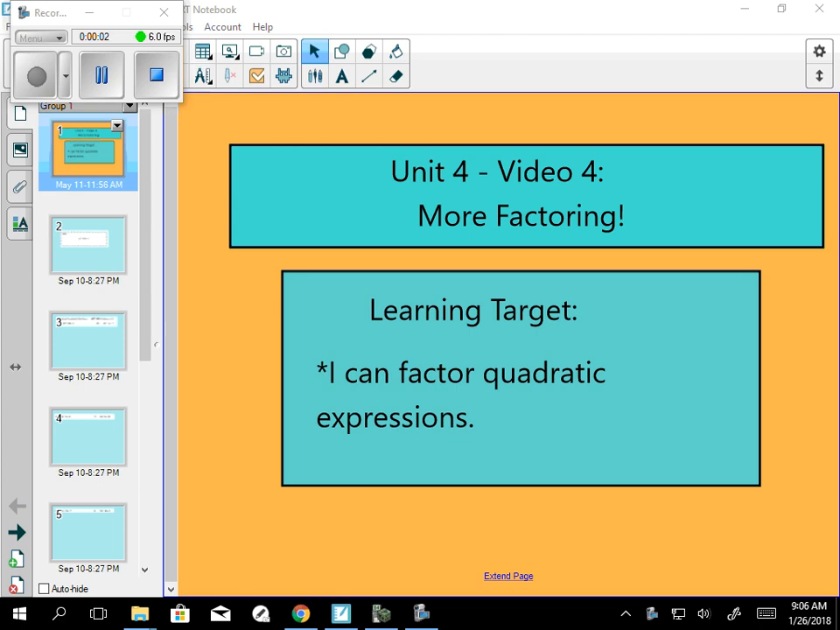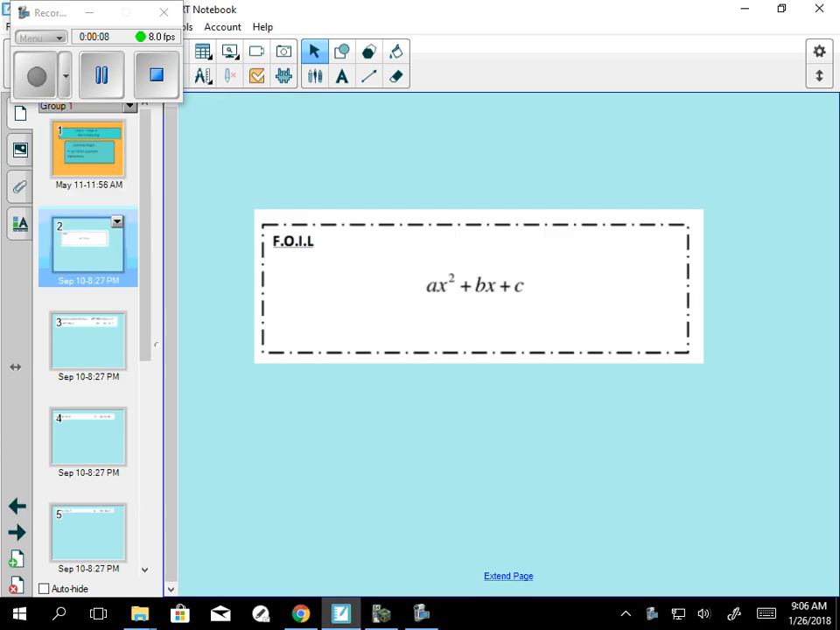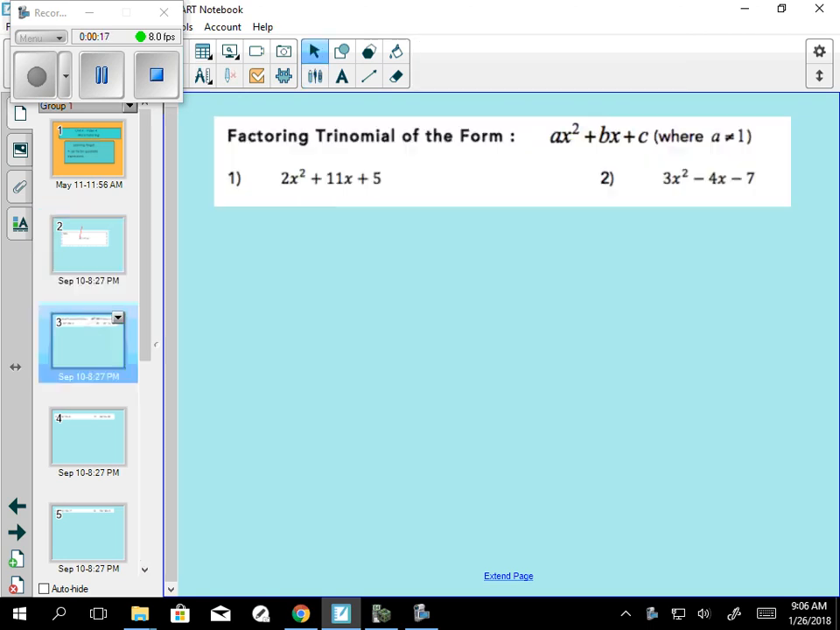All right, today we're going to look at some more factoring. In the last lesson video, we looked at factoring quadratics, but all the ones we factored had an a value of 1. Today we're going to look at how you do some factoring when that's something other than 1.